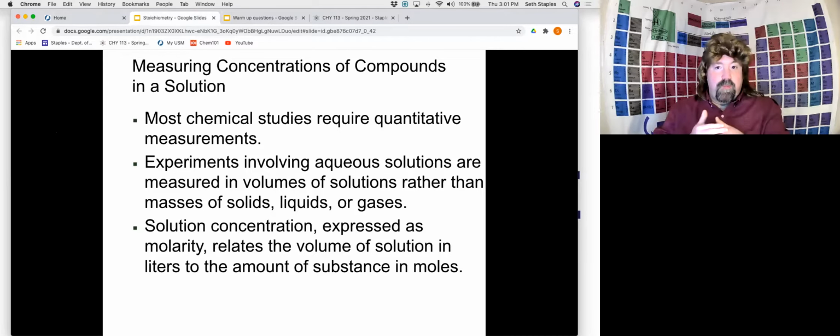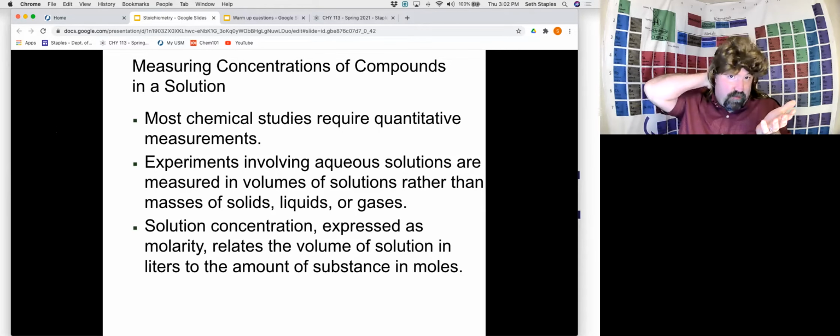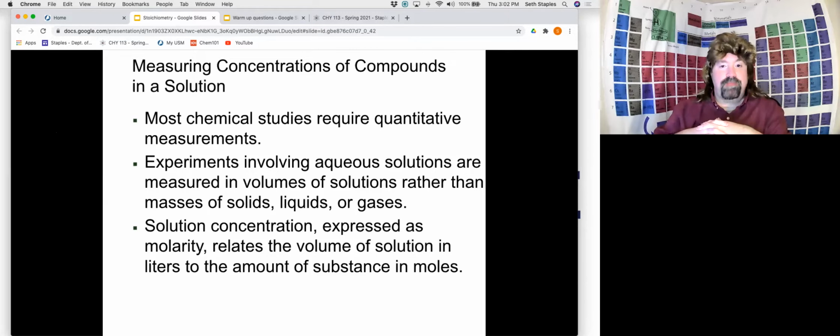And so most experiments in general, or a lot of chemistry anyway, is going to take place in aqueous solutions. And so we need a way to measure the solution concentration. We need a way to measure how much of our compound of interest is actually dissolved into the solution. And so we use a unit called molarity. Those of you that are in 114, this is something that you've talked about in there. We've used molarity in module 2 a fair bit.